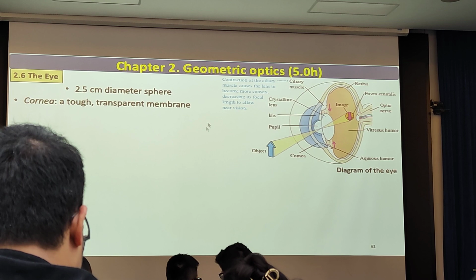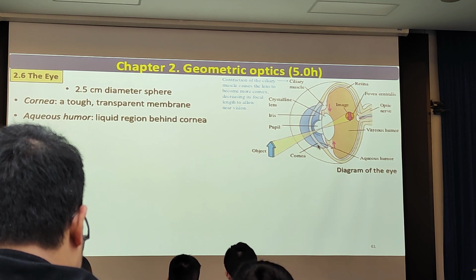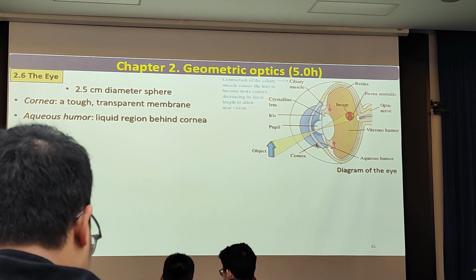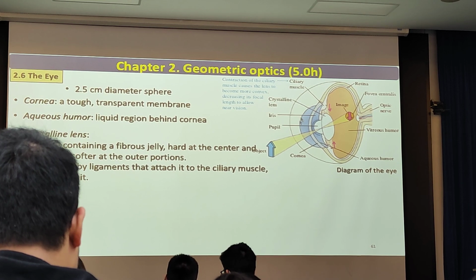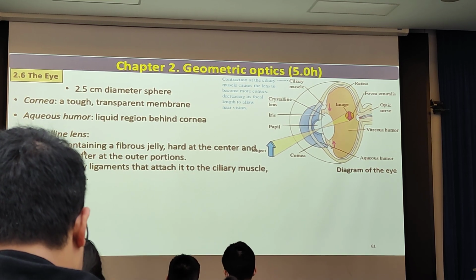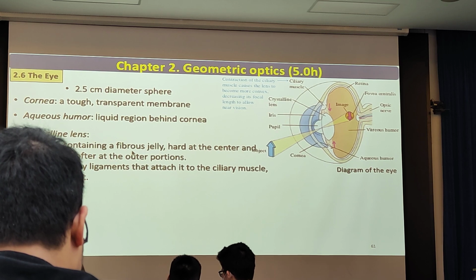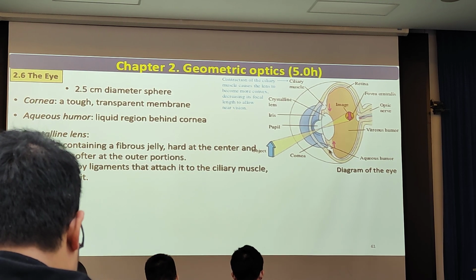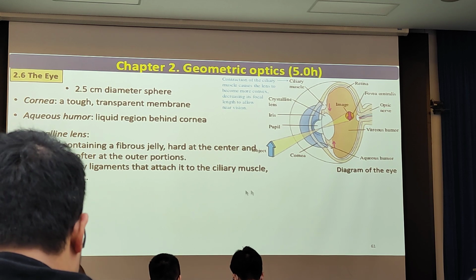So the cornea is a tough and transparent membrane. You have the cornea here. You have the aqueous humor. This aqueous humor has a refractive index more or less similar to water, which is the liquid region behind the cornea you see here. The crystalline lens is a capsule containing a fibrous jelly part at the center and progressively softer in the outer portion. And then you have the ciliary muscle that encircles this, so you can have the adaptation with your eyes in order to use that.